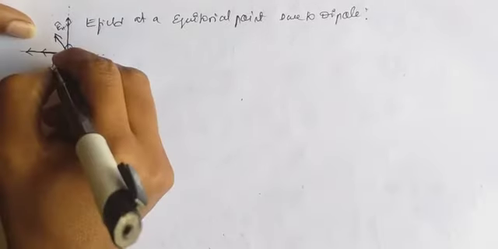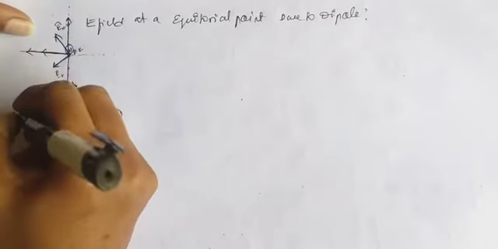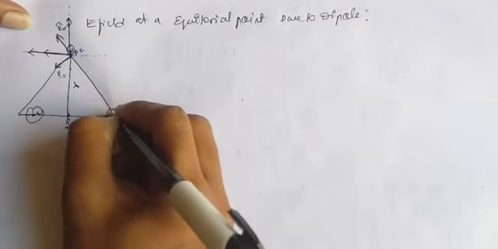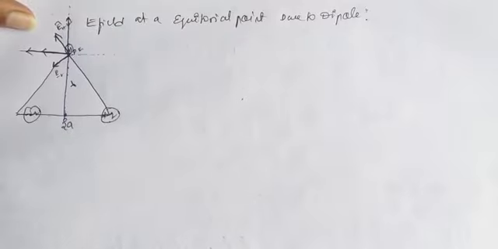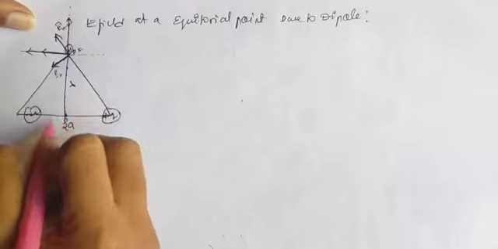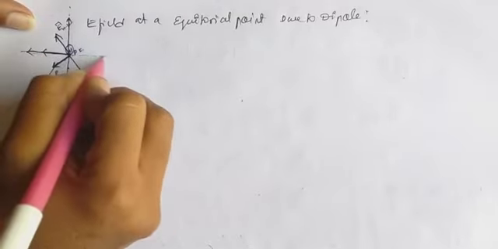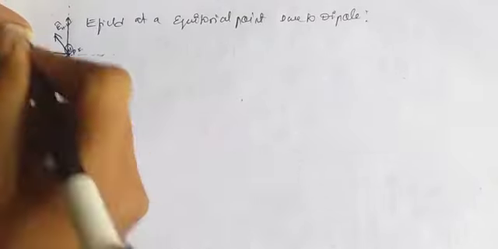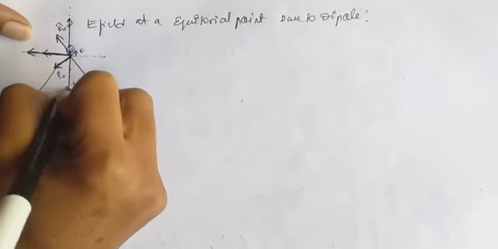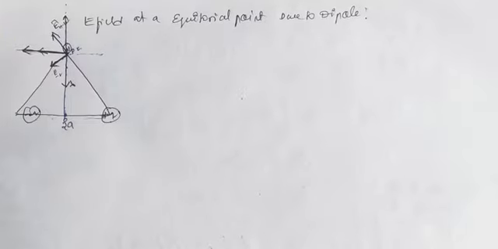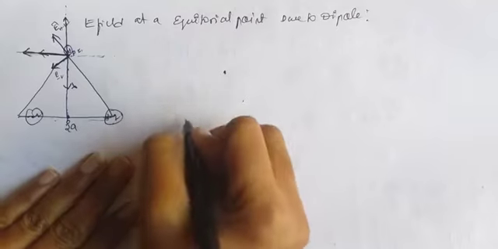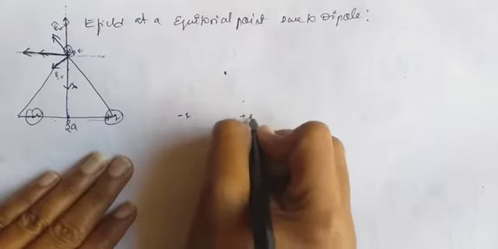Now the electric field due to this negative charge also resolves into two components, one perpendicular to the dipole and one parallel to the dipole. So this is parallel to the dipole and this is perpendicular to the dipole. Okay, so this is the point. This is the negative charge and this is the positive charge.